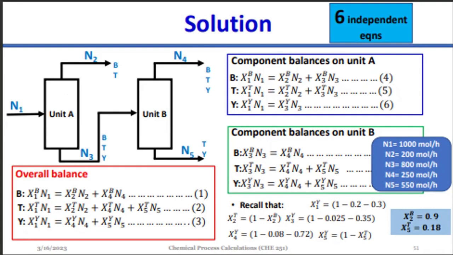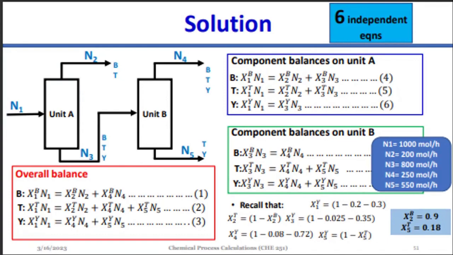And doing it for the overall is also quite similar. It's still your number of unknowns minus your number of independent equations. So the question gave us some compositions and it gave us a diagram. The question gave us the composition of N1 as 1000 mole per hour. And it gave us the composition of the bottom stream from unit A and then the top stream from unit B. But what we want to look at for now is how to write the balances for each of the units and then for the overall system.